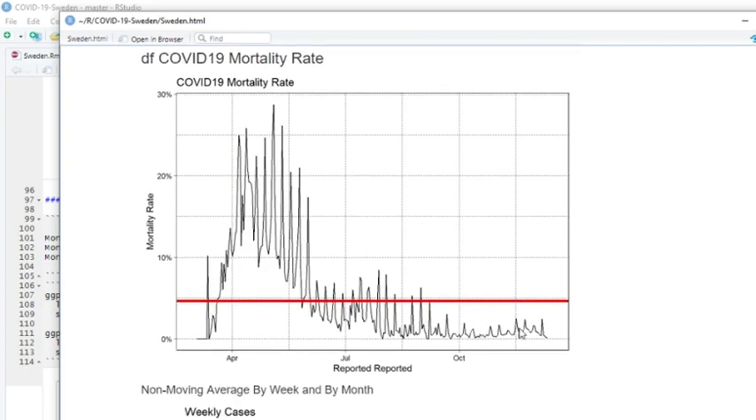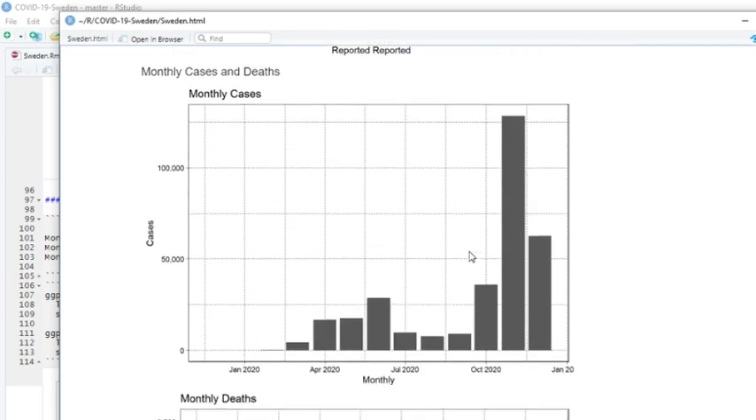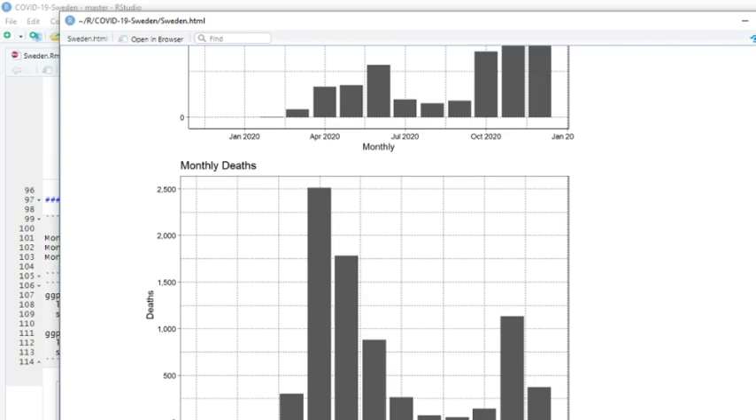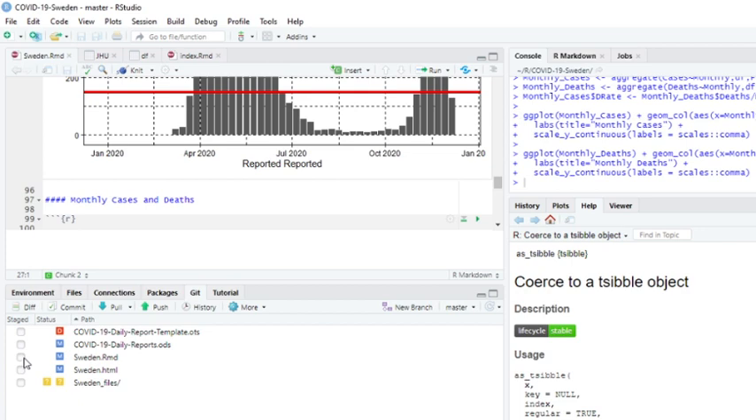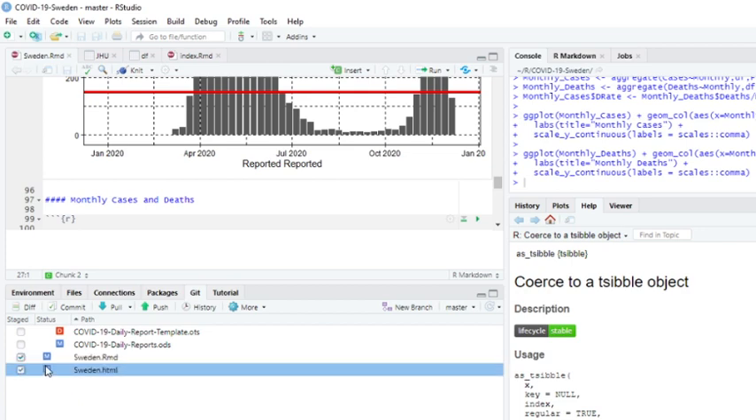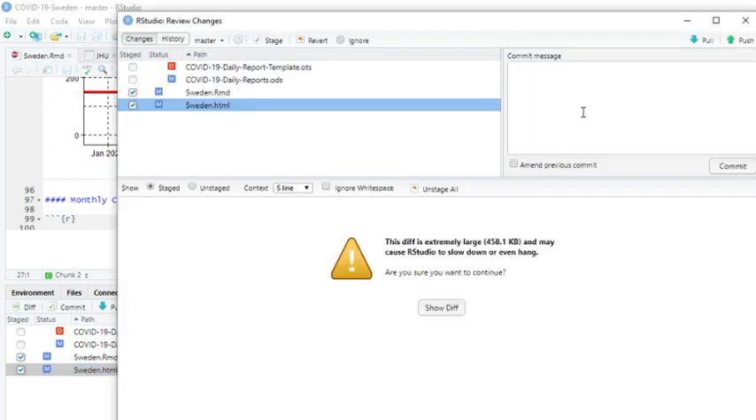Weekly mortality rate. This is probably the good news. Mortality rate continues to remain fairly low. Cases by week, deaths by week, monthly cases, and monthly deaths. Okay, Sweden. Hopefully you did find some encouraging news in there someplace. I would appreciate all 20 or 30 who are faithfully following this particular plot here. This is really for you folks.